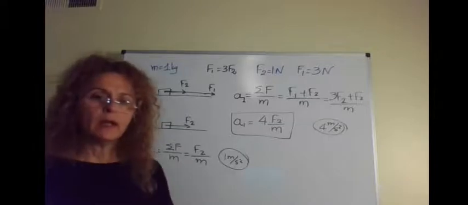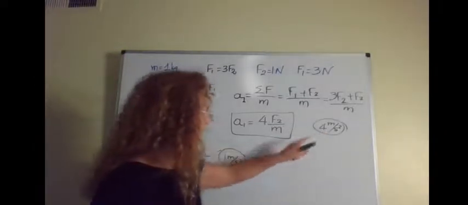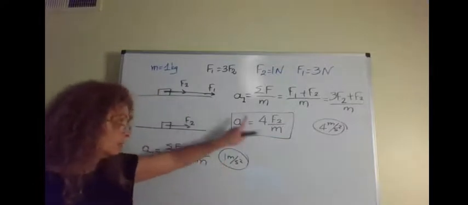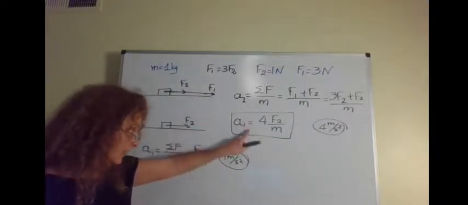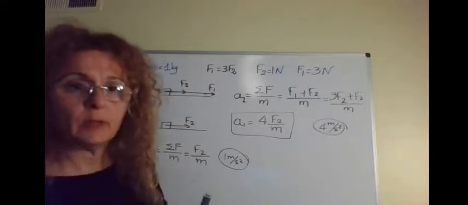And no matter what the values are, this result will always be 4 times bigger than that, because the general case is this is 4 times bigger than that. Now let's go to the next problem.